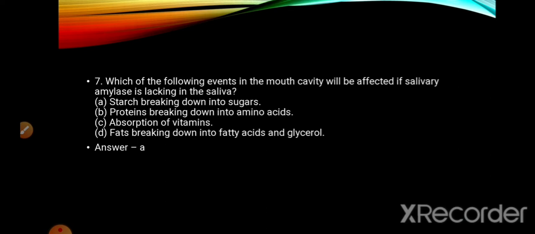The starch will not be broken down into sugar. If salivary amylase is lacking in the mouth or saliva, the starch cannot be broken down into sugars. So the answer is A, that is starch breaking down into sugars.